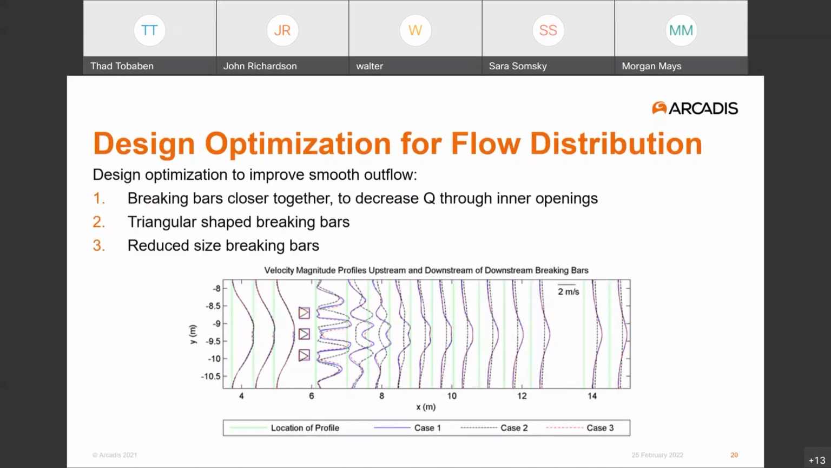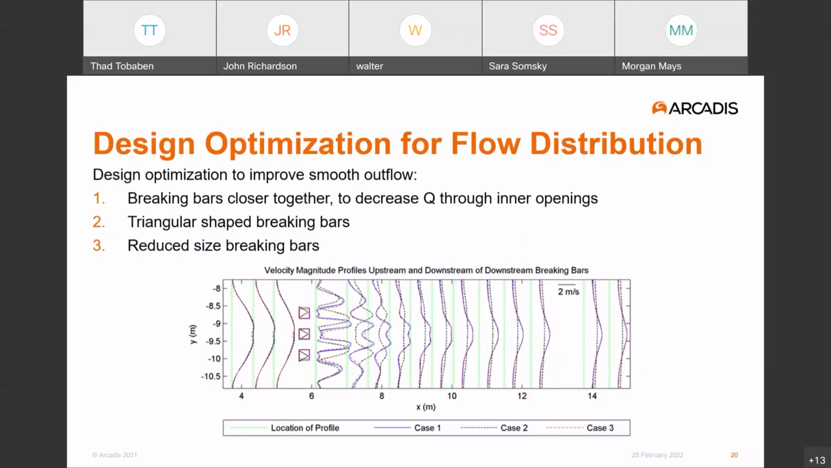We then used essentially the same setups to address a couple issues related to the detail flow patterns through the gates. The first issue that we dealt with was with respect to the design of the braking bars. And so, as I had mentioned before, one of their functions was to break up the high-speed jets or the high-speed flow that would be issued from each of the 16 openings in each of the doors.